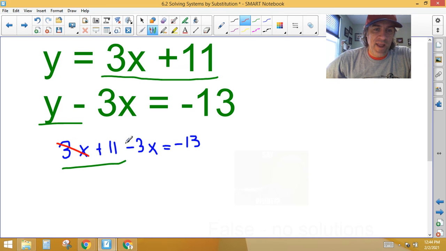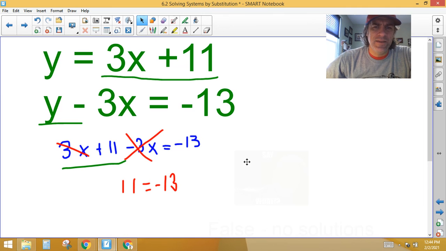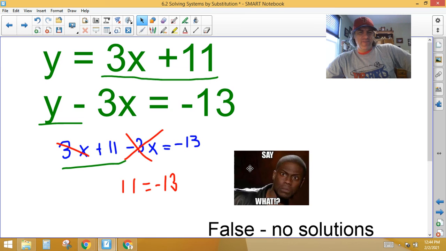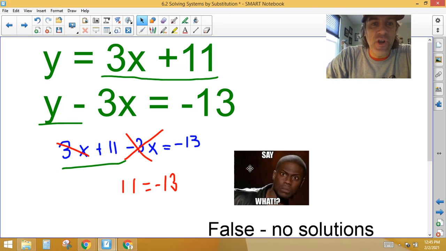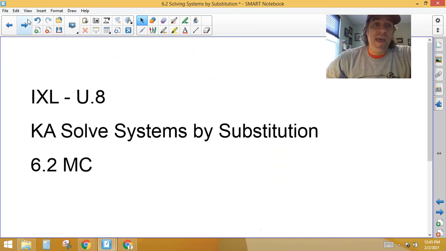Notice positive 3x, negative 3x, they cancel each other out. So I'm left with 11 equals negative 13. Wait a second. Say, what? 11 doesn't equal negative 13. That's a false statement. If you end with a false statement, variables are gone, and you're left with a statement that's not true, that means this has no solutions. All right? This has no solutions. And that is everything.